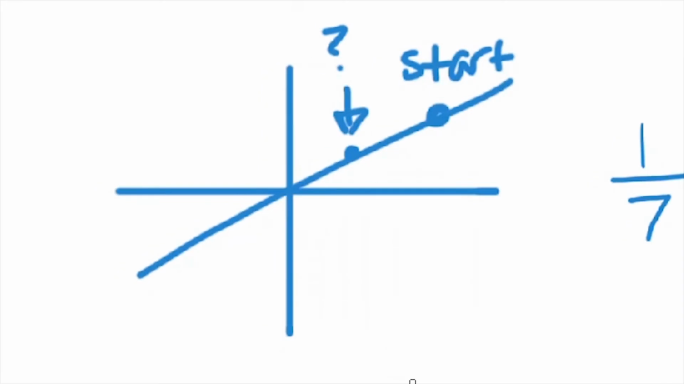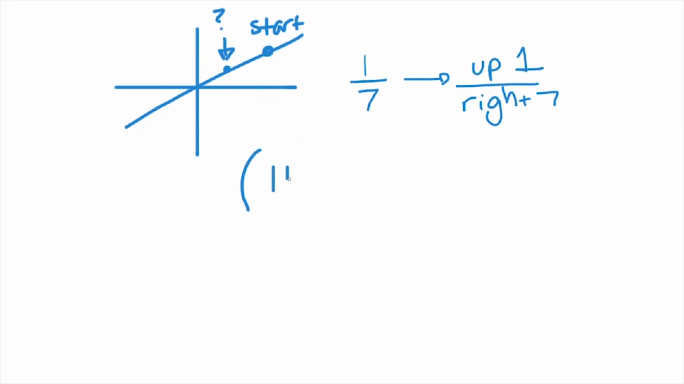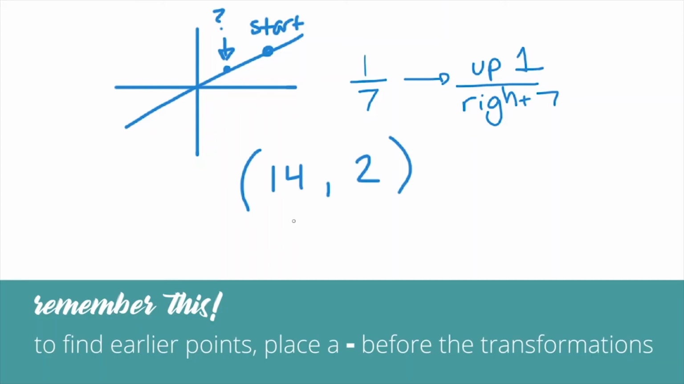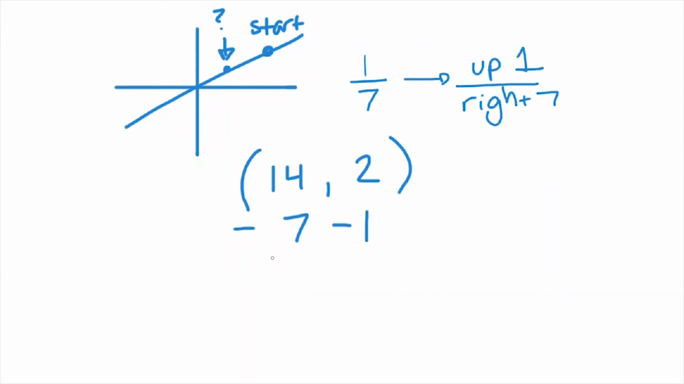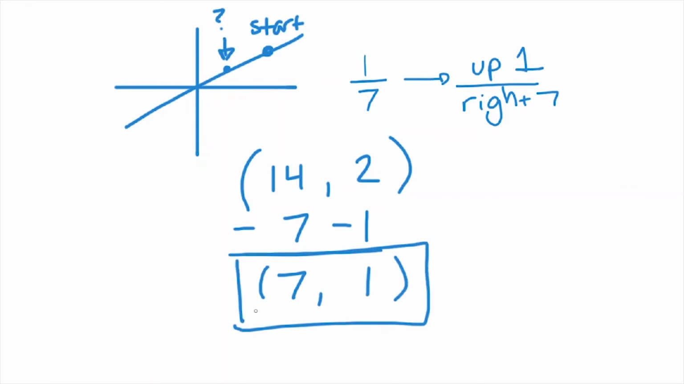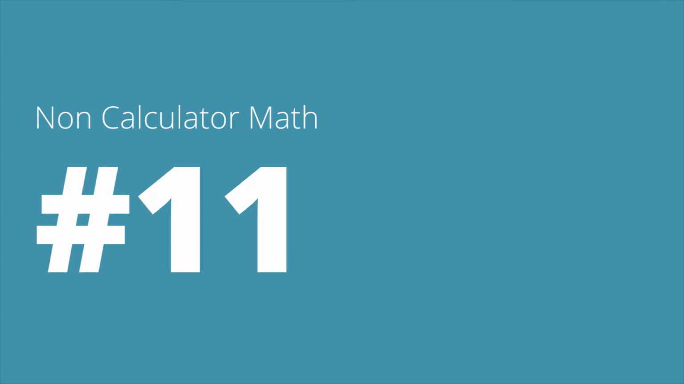Real quick, let's pretend we wanted to find a point that was to the left of the point we started off with. Let's use 14, 2 as a starting point for this case. If we wanted to find the point before the starting point, we will place a negative sign before the x and y coordinate transformations based off the slope. By doing so, we're going to end up with the point previous to the starting point, which is 7, 1. Remember that.